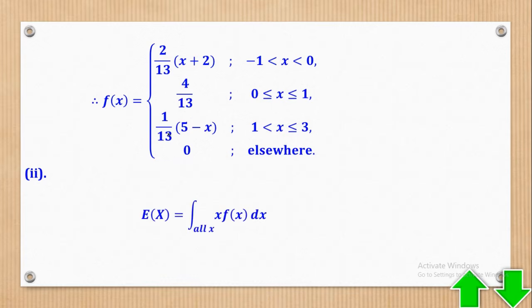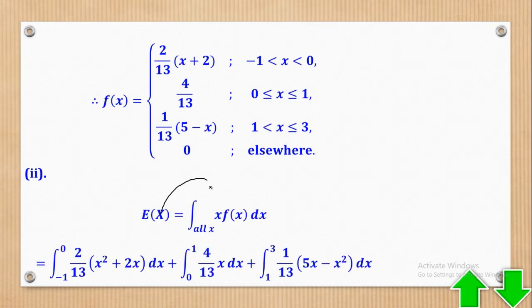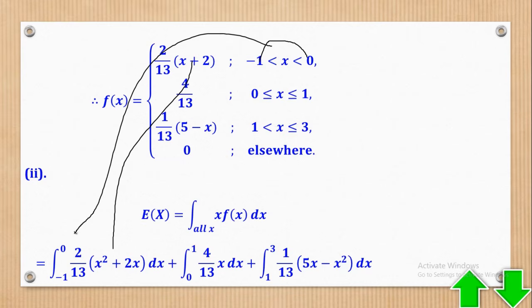In Roman 2, they wanted the expectation. So expectation is given by the formula that x f(x), that's what you integrate. But remember here they said all x, which means that you integrate for this function, and also for this function. Therefore for the first function it is here, so you integrate from -1 to 0. For this interval it is 4 over 13, so integrate from 0 to 1.